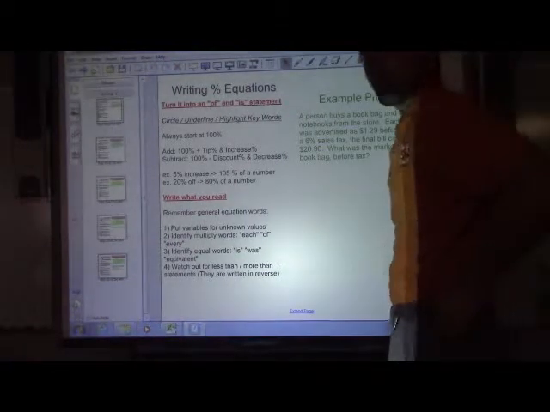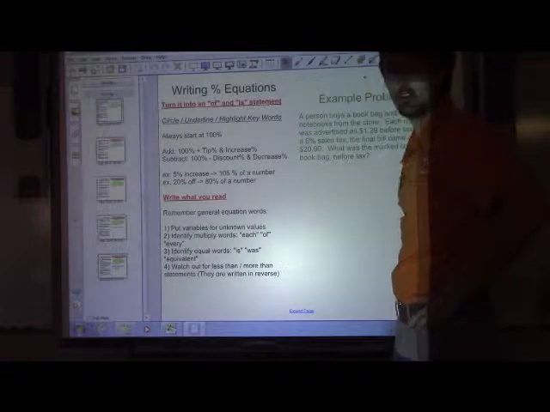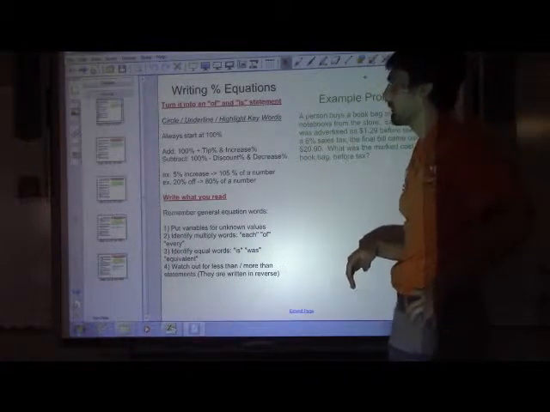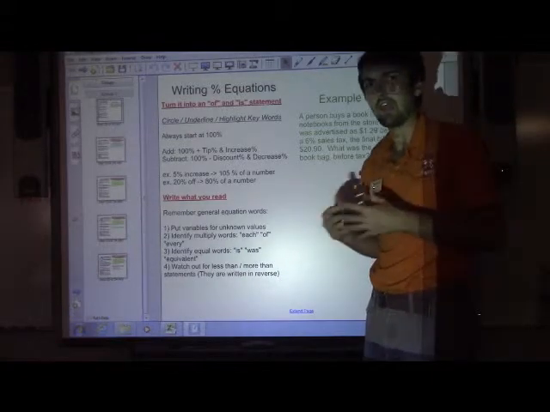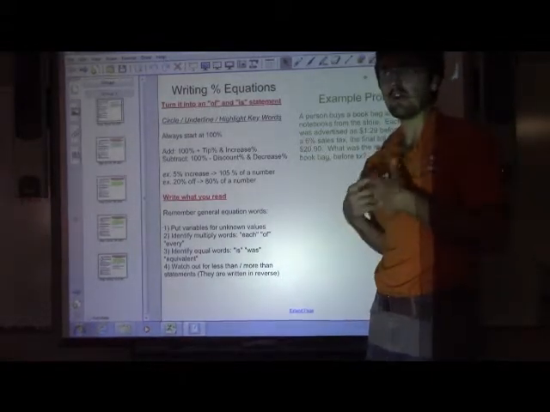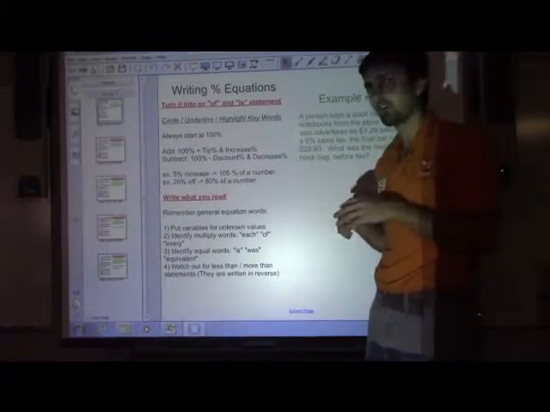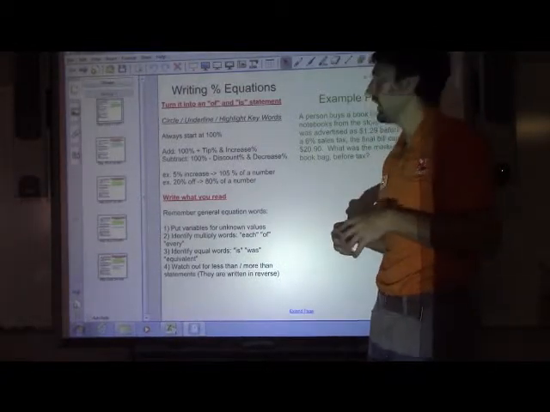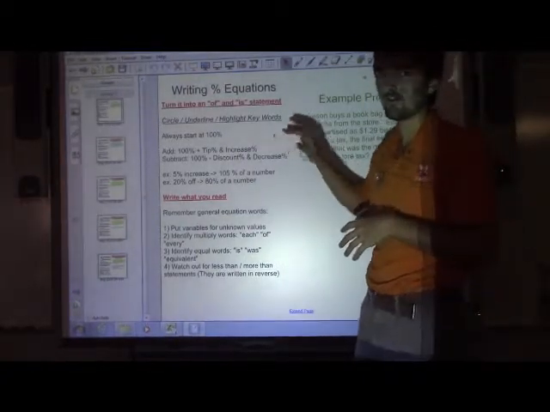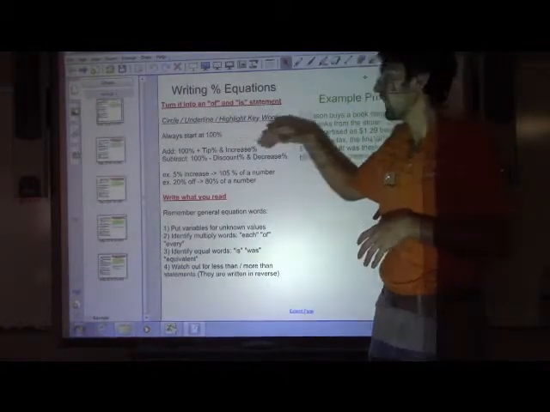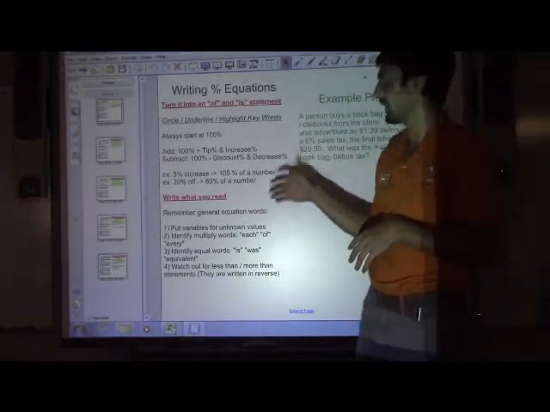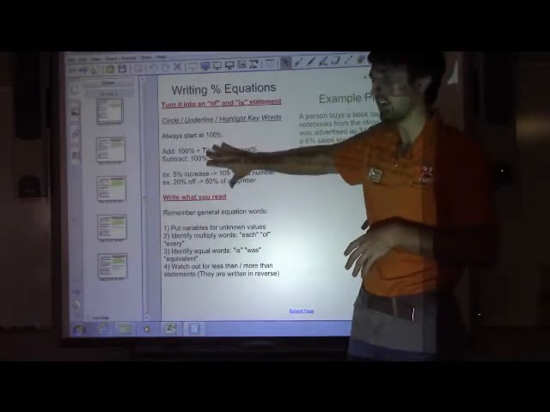Alright, today I'm going to show you how to write equations using percentage-based problems. The first thing I would recommend doing whenever you're dealing with problems that involve taxes, discounts, increases, decreases, whenever it's something with percentages, is to try to rephrase the problem into an of and is statement.